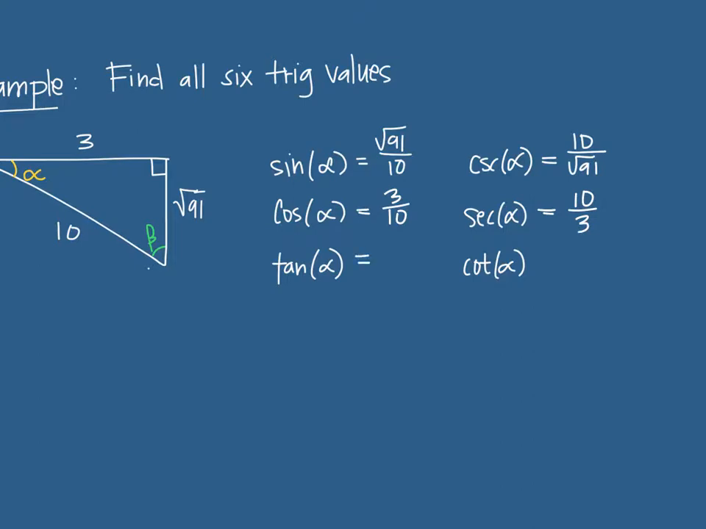Tangent is TOA. TOA means opposite. And so we need to go opposite. 10 is the hypotenuse. So we need to go opposite, which means not the 3 or the 10, but opposite of that is the number 91, rad 91. So rad 91 over 3, and then 3 over rad 91.